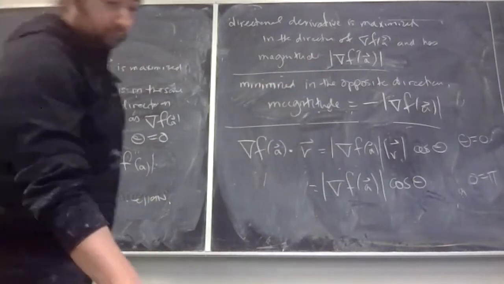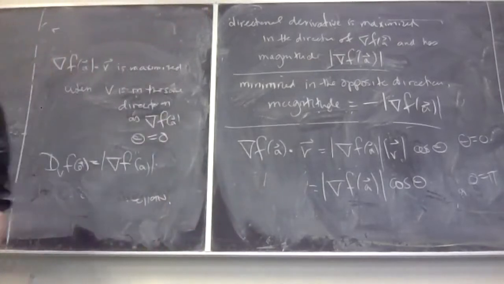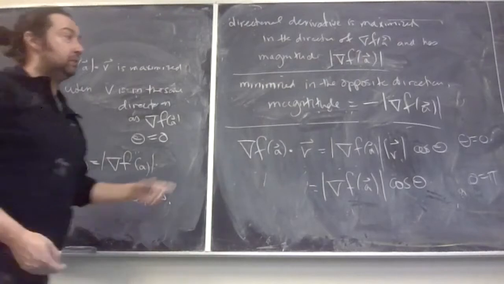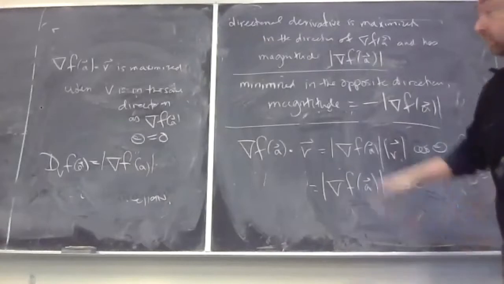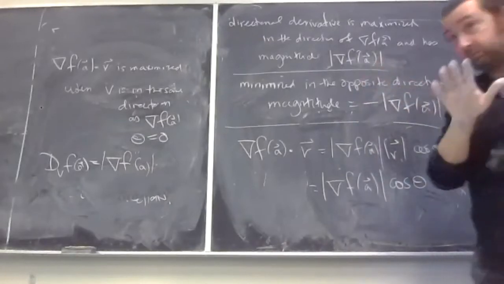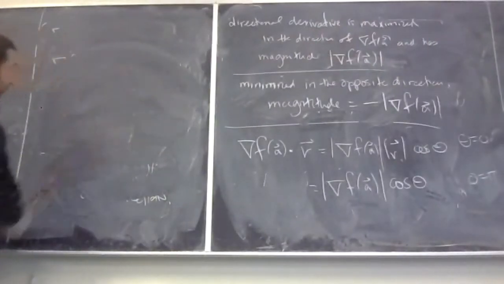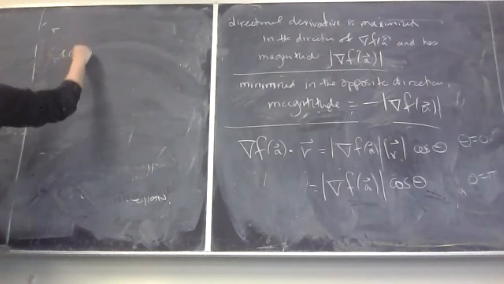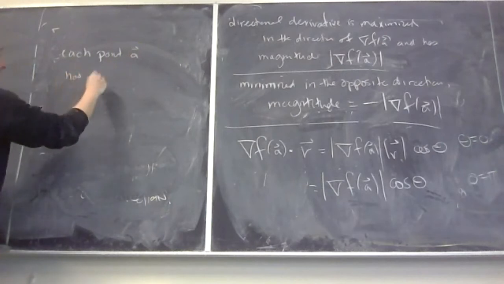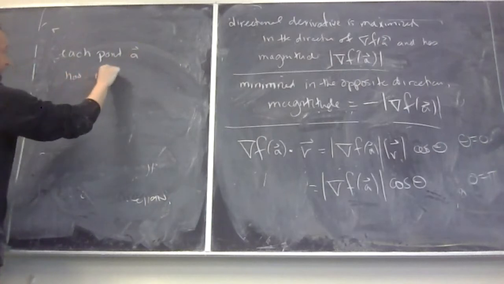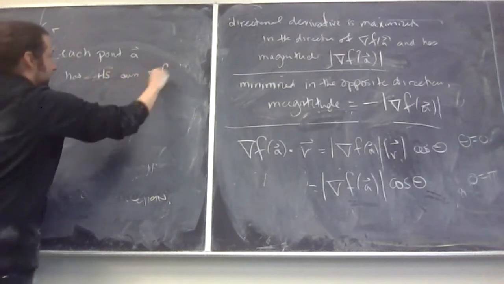I don't know if this matters much in this class, but these are all local minimizers. All of this is local. When we talk about this, the directional derivative is anchored at this point A. So it's local in the sense that, and this is actually an important point here, each point A has its own potentially different df.